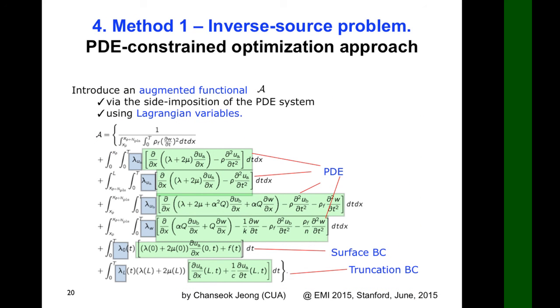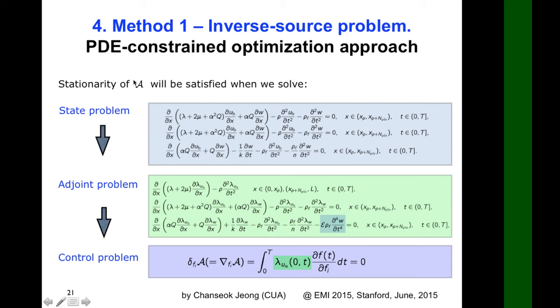So to tackle this inverse source problem, which is in terms of a large number of control parameters, we use what is called the PDE constraint optimization approach. The basic idea of this method is we impose the governing PDE and boundary condition into what is called the augmented functional by using Lagrangian variable. And the optimality condition of this augmented functional is if we satisfy state problem and adjoint problem and control problem, we can find optimality condition.